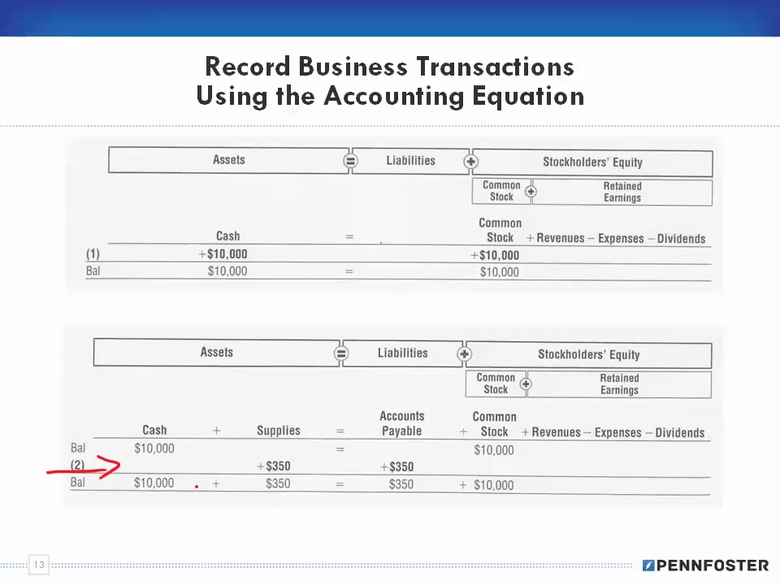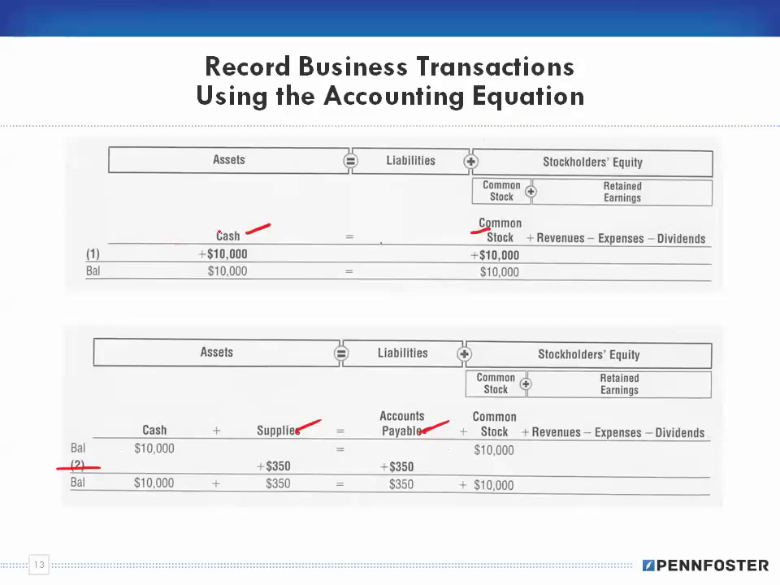Now, before I move on, I want you to realize that this entry here was just one journal entry, and this entry here was also just one journal entry. What you're looking at is the cash general ledger account, which is under the category of an asset. And this is the common stock general ledger account, which is under the equity category. And when we made the second journal entry, we used a supplies general ledger account, which was under assets, and accounts payable, which was under liabilities.